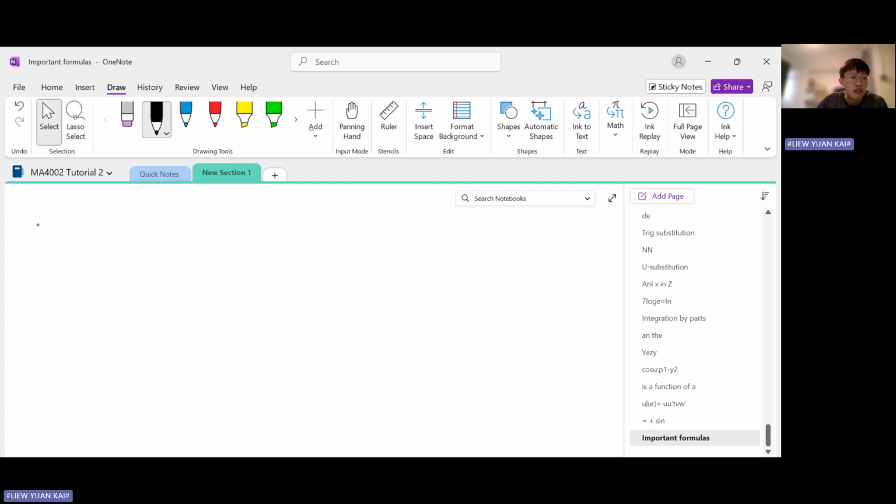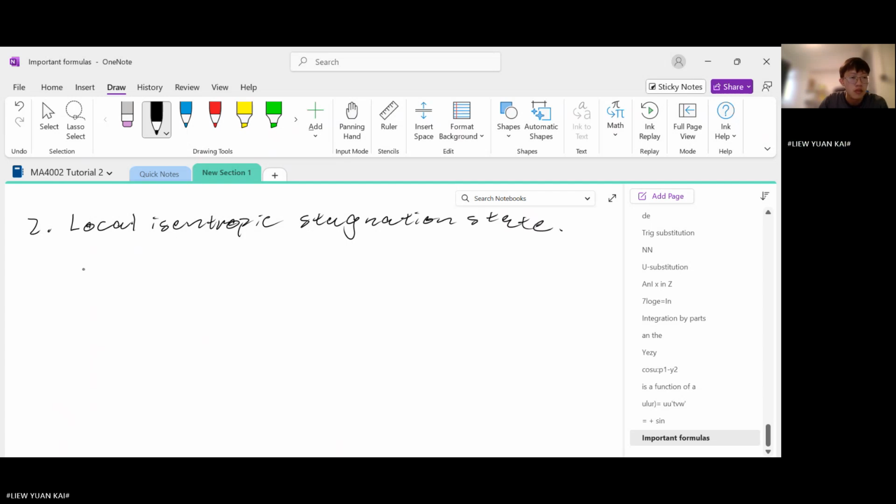The next definition that you need to know is a bit lengthy. The full name is local isentropic stagnation state, but the short name is stagnation state. So if I say stagnation state, I'm referring to the local isentropic stagnation state.